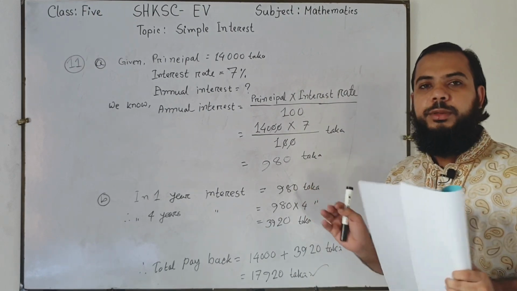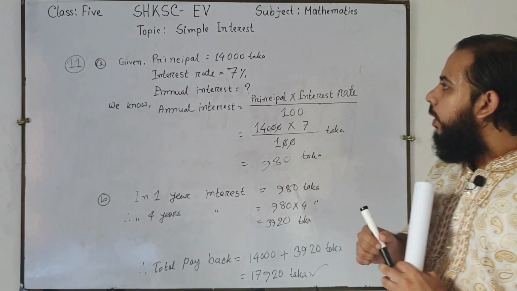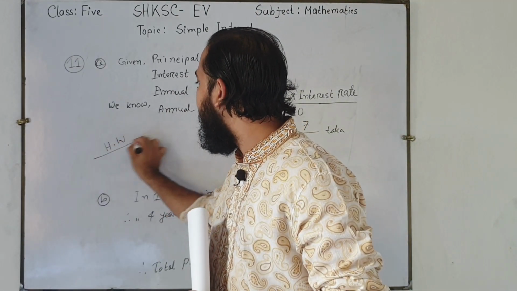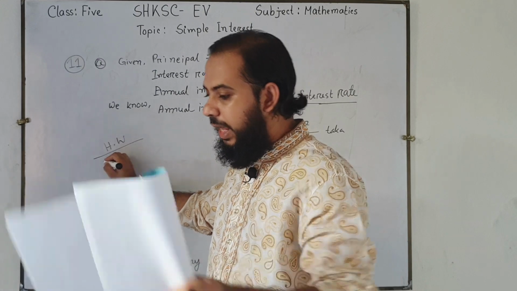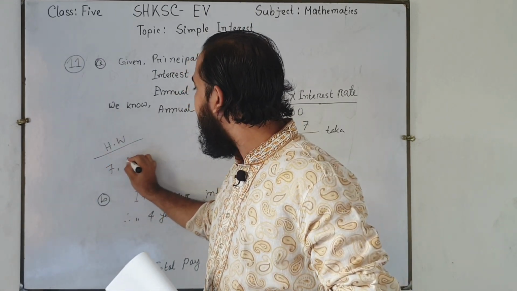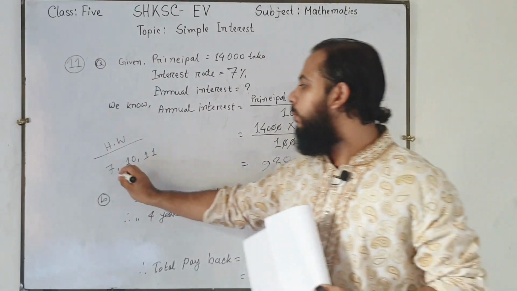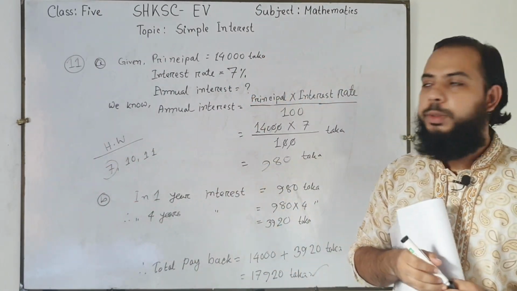Now it's time to give you some homework. Your homework will be number 7, 10 and 11. 10 and 11 we just did now, and 7 will be your extra homework. These three maths will be your homework.